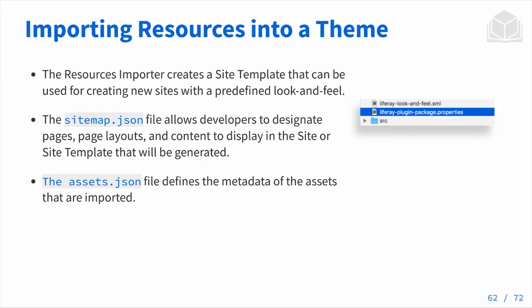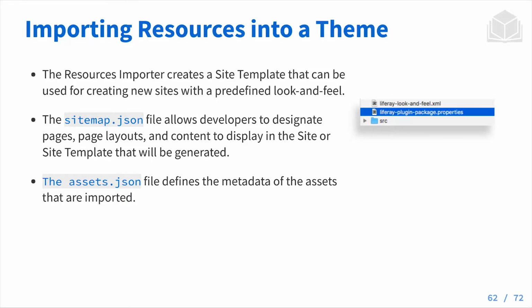Our first option is the ability to import resources using the resources importer that's built into our themes. If you've used a previous version of Liferay, perhaps 6.2, 7.0, something like that, you may already be familiar with this concept. The resources importer allows us to take a number of resources or assets on the platform, if you're familiar with that term. Those are just the different content types. We include them in our theme, and then use a sitemap to map it all together into a set of pages on our platform.